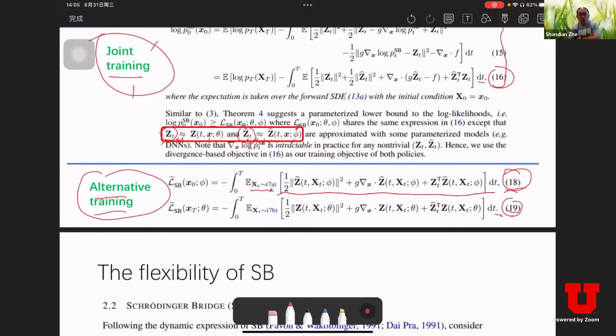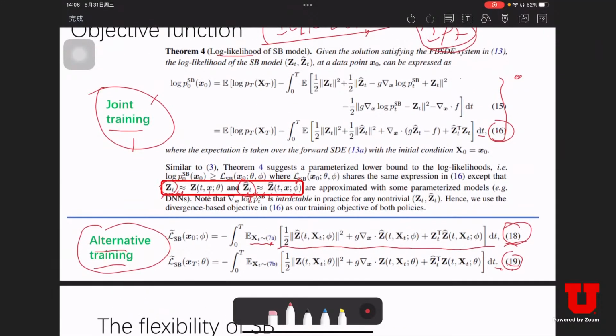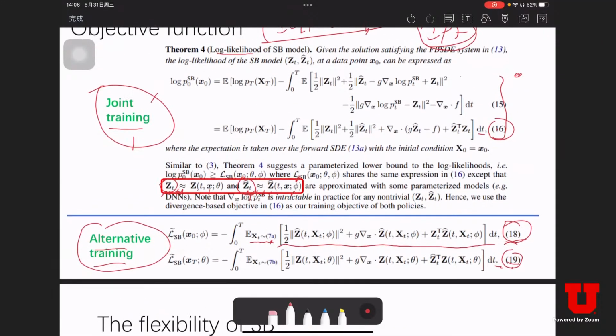Also, I mean, even for the joint training, you first need to sample from x0 to xt and then go back. Yeah. To compute. Yes. So in the joint training, what is the expectation? It's also the expectation over your sampled paths about your current forward and backward SDE. Oh, I see. I missed that term. The first term is xt.